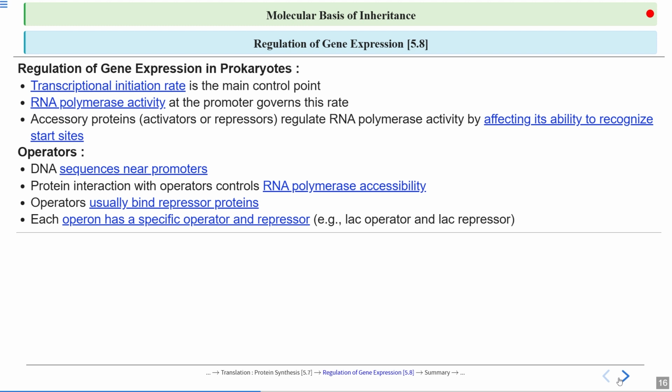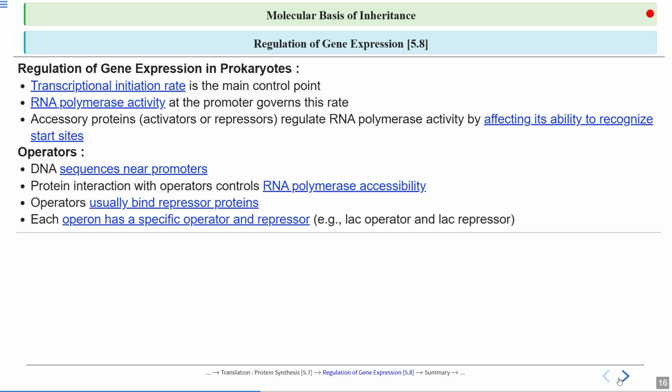So an operon is just a unit, which is made up of linked genes, which is thought to regulate other genes, which are responsible for protein synthesis. So this is a unit made up of linked genes, which is thought to regulate other genes which are responsible for protein synthesis. So now here we are saying that each operon has a specific operator and repressor. It means this whole unit has a specific operator and repressor.